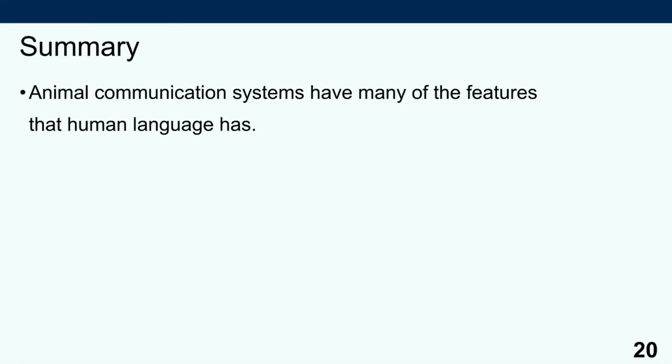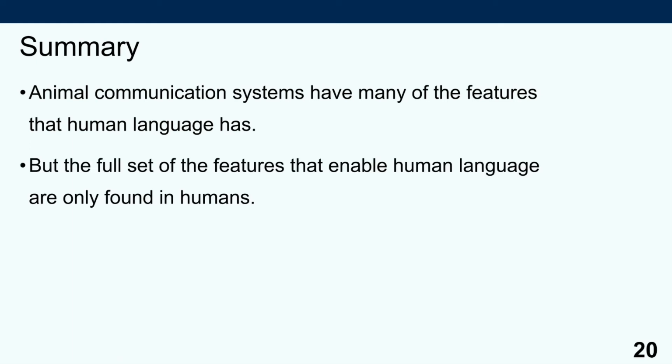So to summarize what we've seen today, well, first of all, we've seen that animal communication systems have many of the features that human language has. However, the full set of design features of human language is only found in humans. Other animals, while they might have some of these design features in their communication systems, don't have the fully fledged combination of the 13 features as it is found in human language.